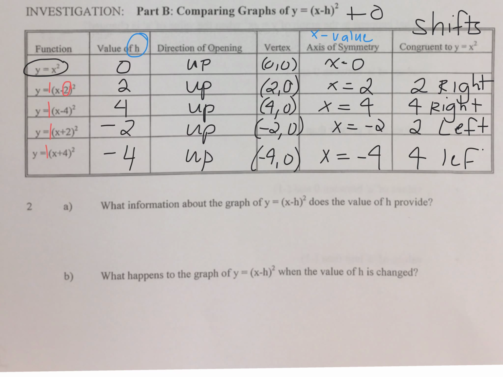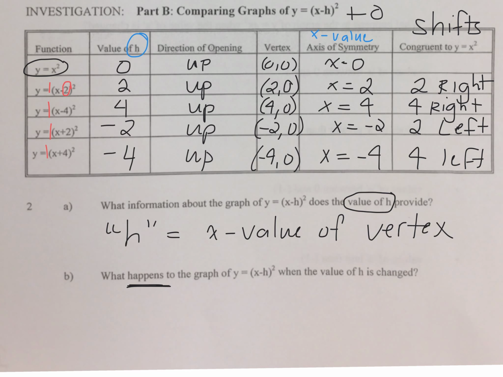Okay, who got perfect on the chart? So let's just answer the questions. What information about the graph, y equals (x minus h) squared, does the value of h provide? Which part of the vertex? Good. So h equals the x value of the vertex. And what happens to the graph when h changes? Yeah, shifts left or right.